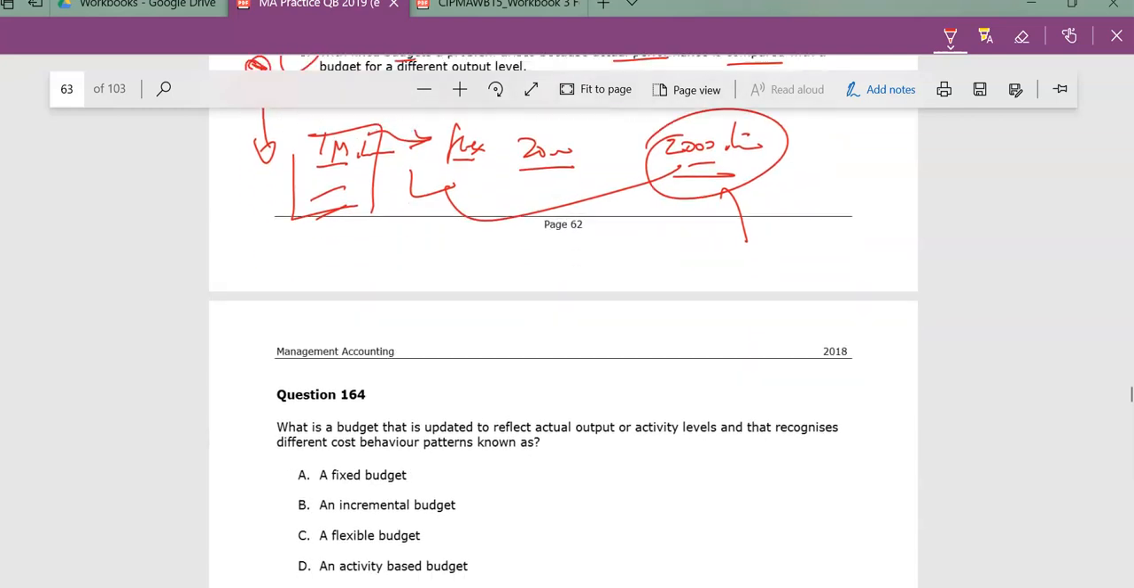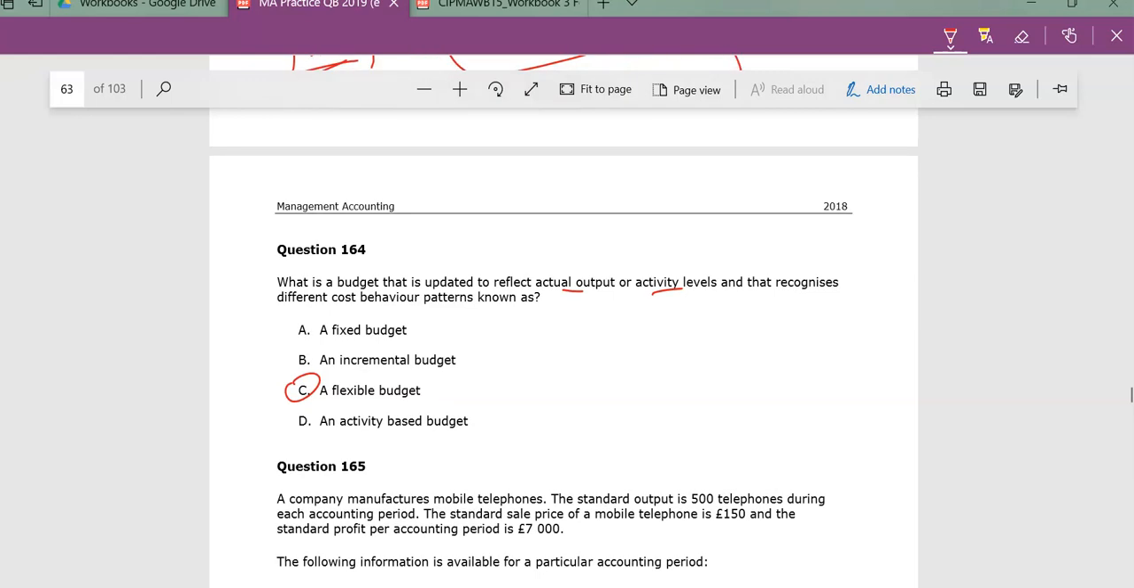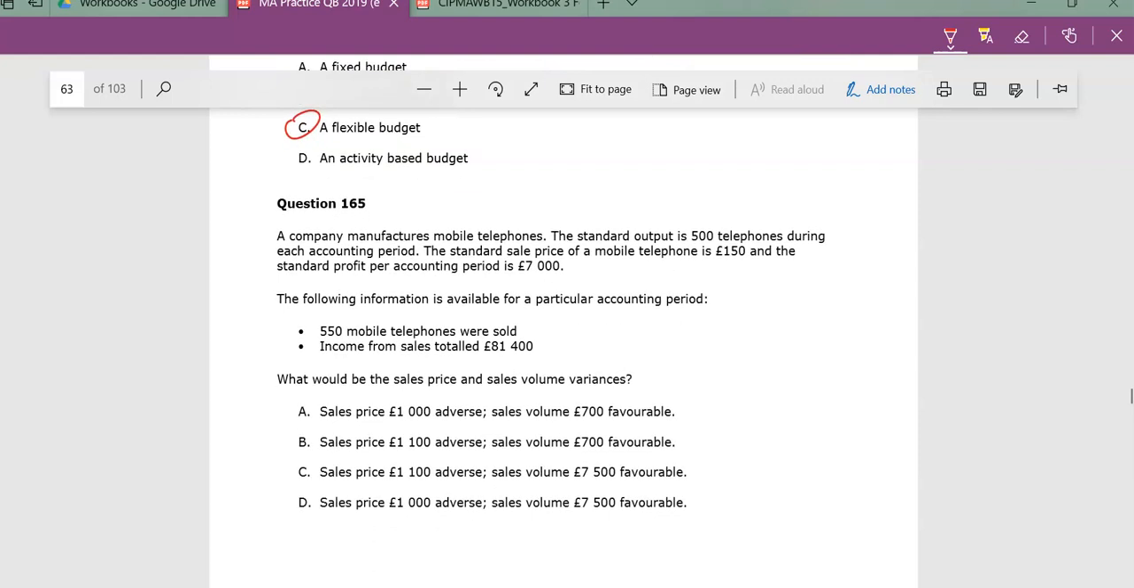Okay, great. And then 164, what is a budget that is updated to reflect actual output and activity levels? And we've just been talking about that. That's very much a flexible budget. Cool. Now 165 takes us into this realm of variances.